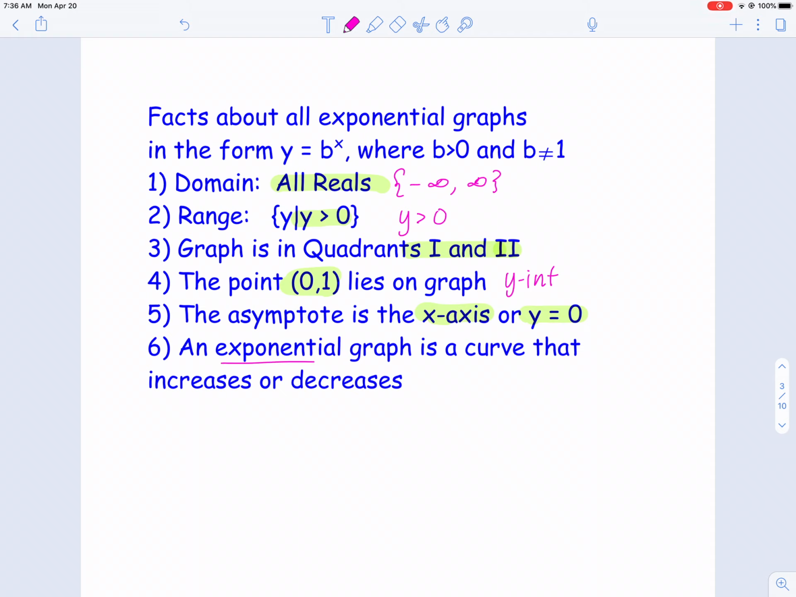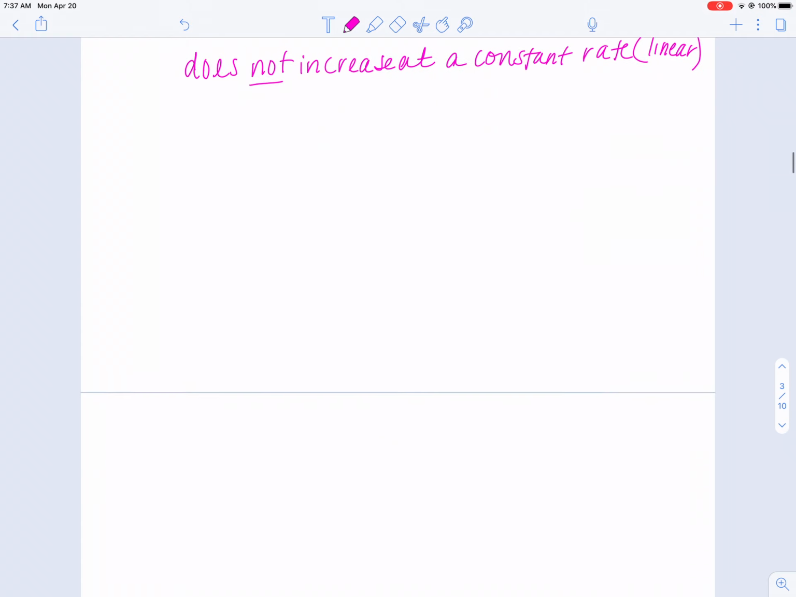An exponential graph, I'm going to write, does not increase at a constant rate, because that would be linear. Okay, this is growing or decaying.